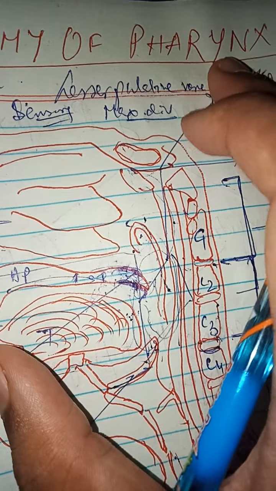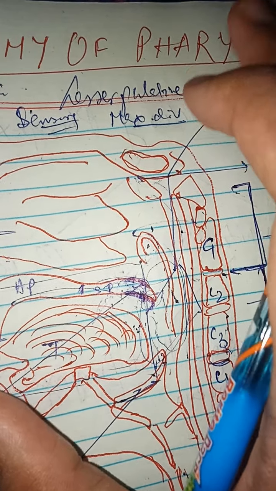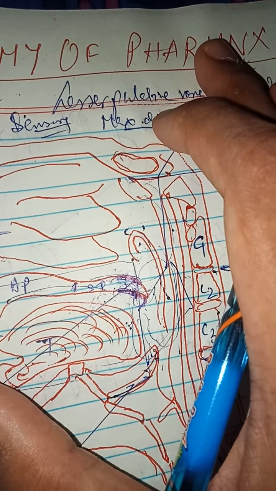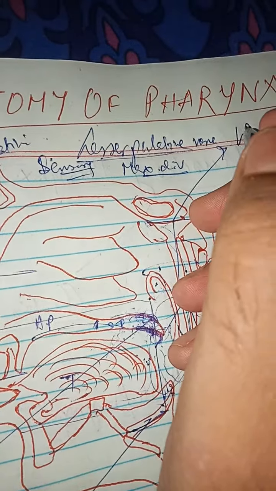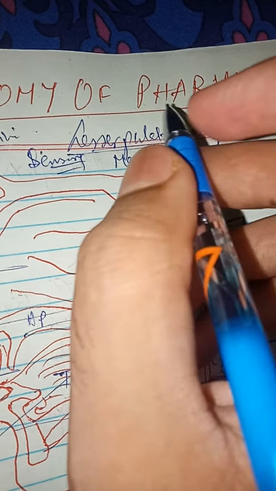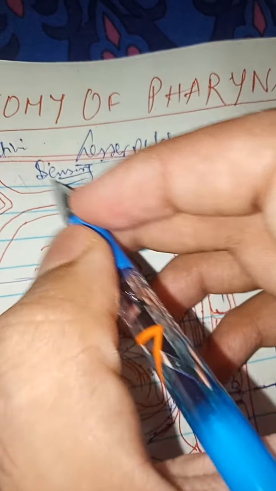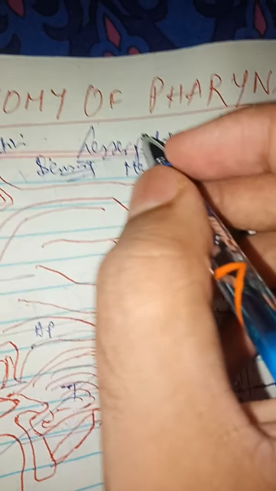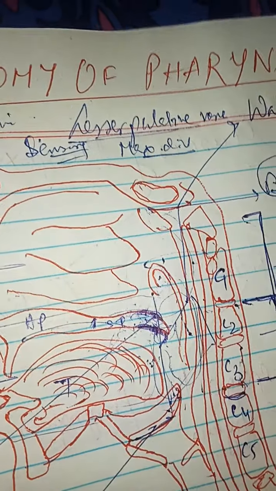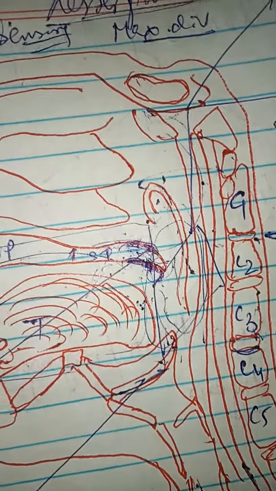The secretomotor nerve supply to the mucous glands is supplied by the lesser palatine nerve. So the lesser palatine nerve gives the secretomotor and the sensory nerve supply to the palate. It arises from the superior salivatory nucleus, travels through the greater petrosal nerve and supplies the palate. So this is all about the soft palate.